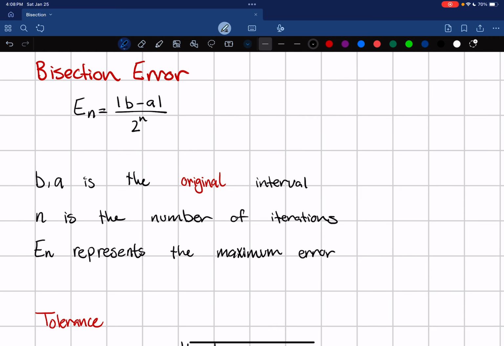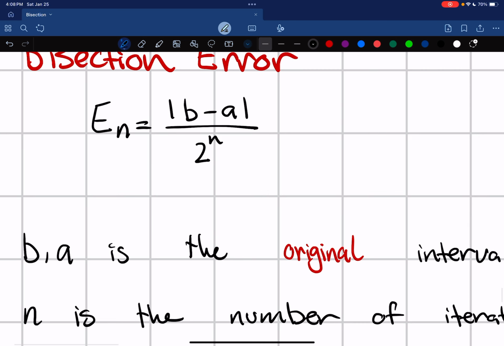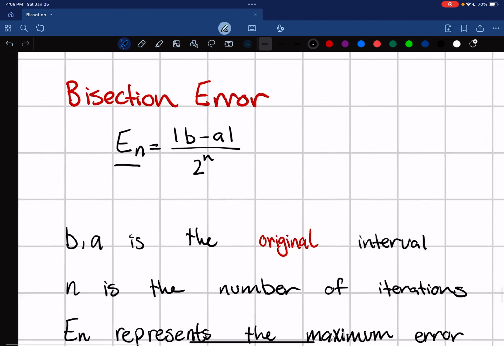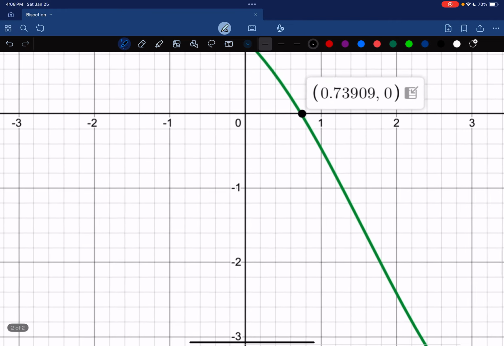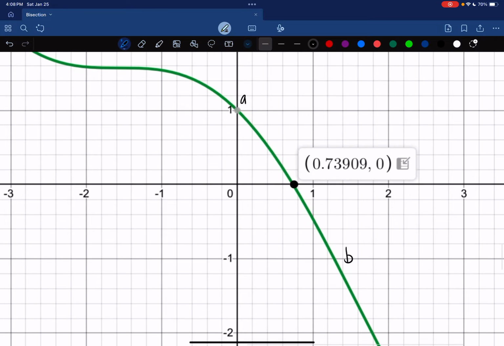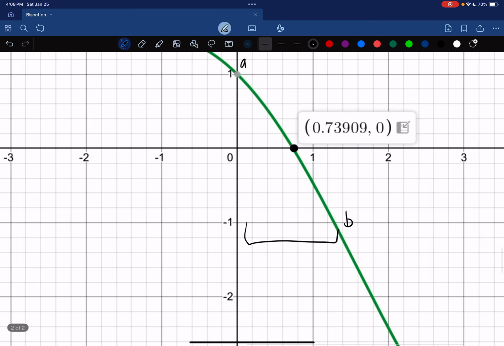So, bisection error. This is the equation for it. E represents your error. B minus A is just the difference between your two intervals. So we have A, and then we have B. And if I take B minus A, that will just give me whatever this is. Okay, so here from 0 to, let's say B is x 1.5. Not times 1.5, like the x 1.5 here.